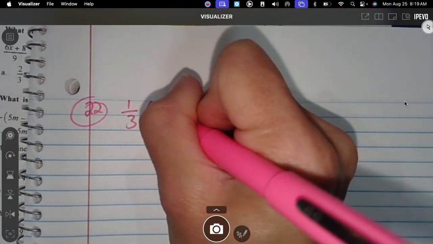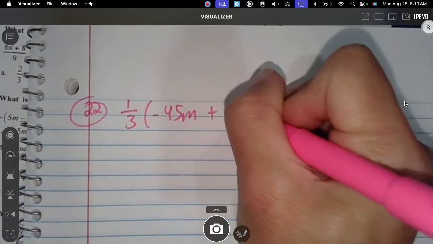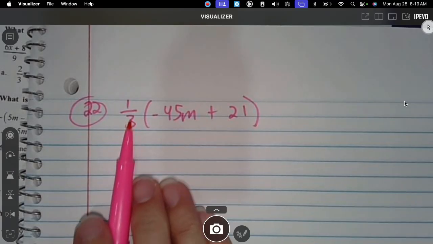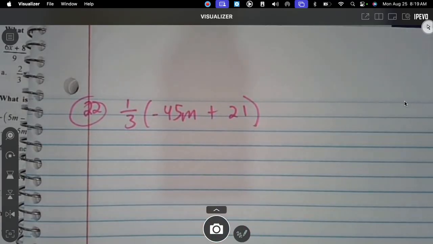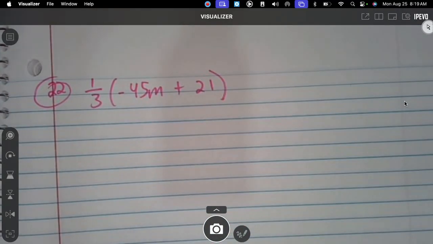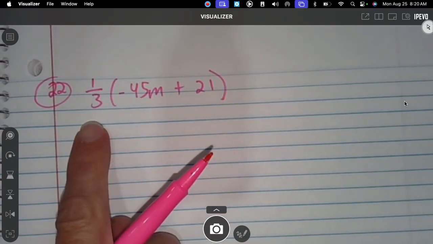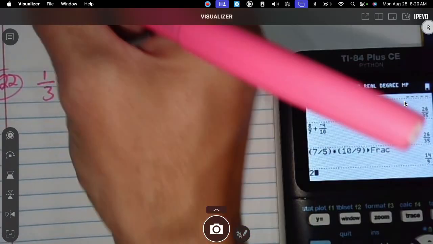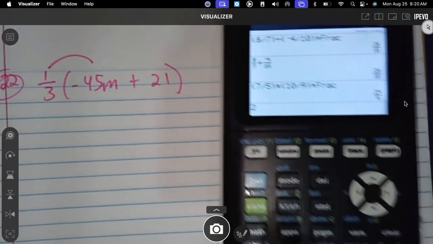1/3 times -45m plus 21. This is distributive property. It's where you take the number on the outside and you multiply it to everything inside. You can use your calculator. It's probably the best way to do it. I would think, let me just divide both of those numbers by 3. That's what you're doing. But let's do 1/3 times -45.